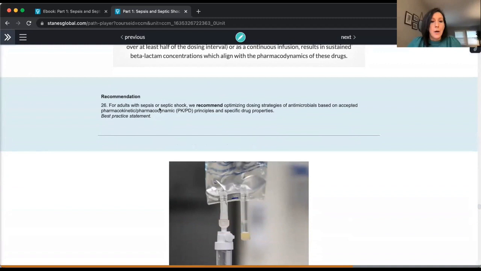Great. So for adults with sepsis or septic shock, we recommend optimizing dosing strategies of antimicrobials based on accepted pharmacokinetic and pharmacodynamic principles and specific drug properties. If many of you are like me, you don't have all of the pharmacokinetic and pharmacodynamic principles of specific drugs memorized, and you would have to look this up. What I interpret this statement as meaning is that we really need to involve our pharmacy colleagues for consultation on a lot of these medications to make sure that we are dosing them correctly.